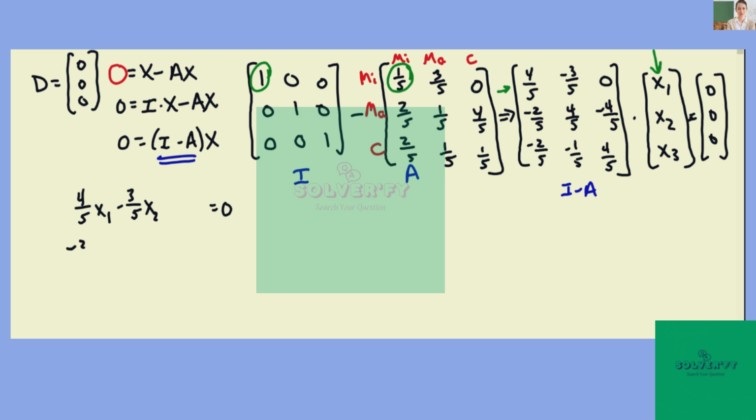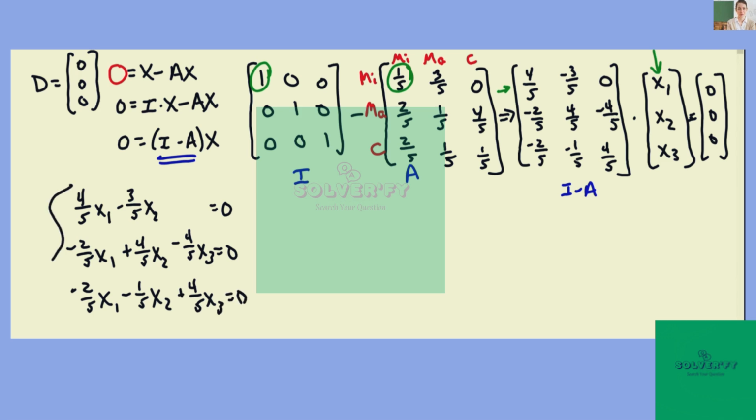Second row, negative 2/5 x sub 1 plus 4/5 x sub 2 minus 4/5 x sub 3 equals 0. And our last row, negative 2/5 x sub 1 minus 1/5 x sub 2 plus 4/5 x sub 3, and that also equals 0. So there's my system of equations.